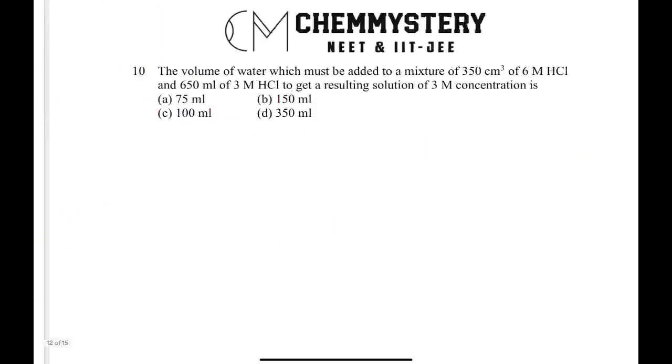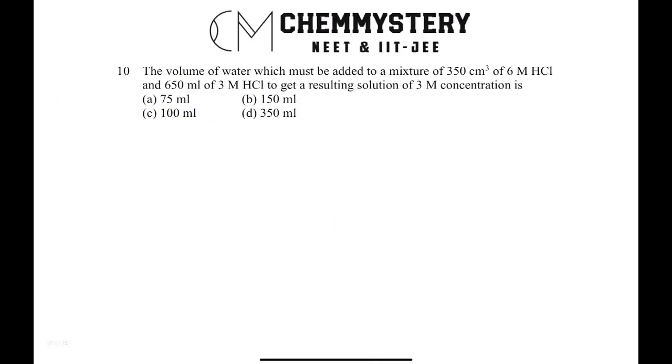Done. Next one. What volume of water? Again, you need to calculate the volume of water that must be added to a mixture of 350 centimeter cube of 6 molar HCl and 650 ml of 3 molar HCl to get a resulting solution of 3 molar concentration.